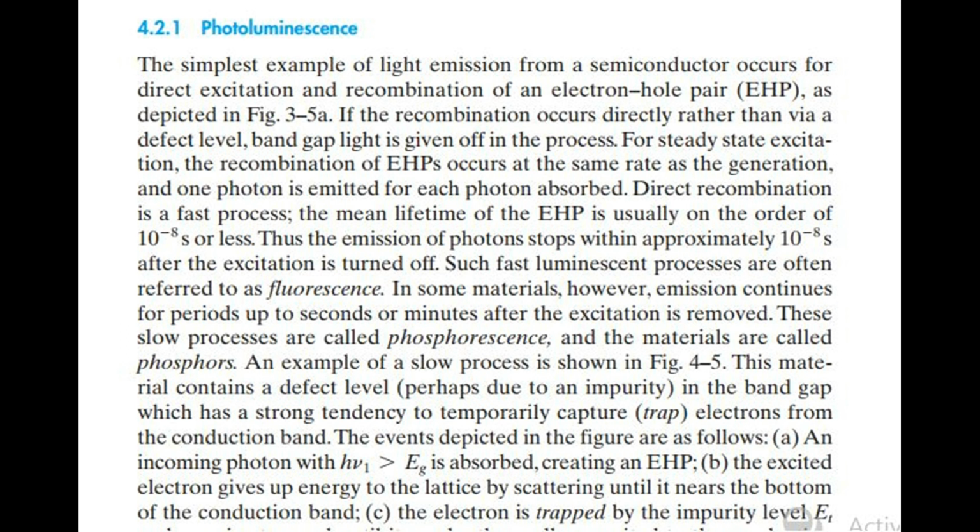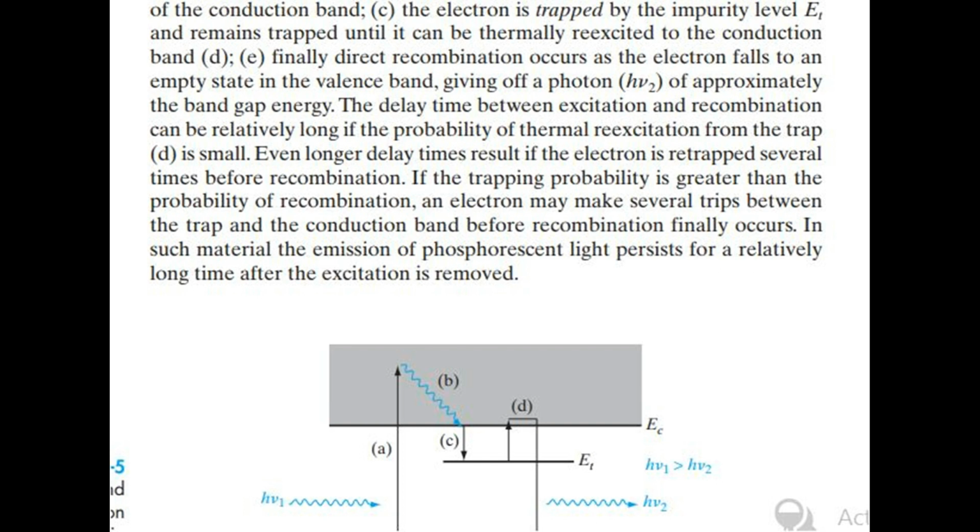An example of a slow process is shown in Fig 4.5. This material contains a defect level, perhaps due to an impurity in the band gap, which has a strong tendency to temporarily capture, or trap, electrons from the conduction band. The events depicted in the figure are as follows: A. An incoming photon with hν > Eg is absorbed, creating an electron-hole pair. B. The excited electron gives up energy to the lattice by scattering until it nears the bottom of the conduction band. C. The electron is trapped by the impurity level ET and remains trapped until it can be thermally re-excited to the conduction band.